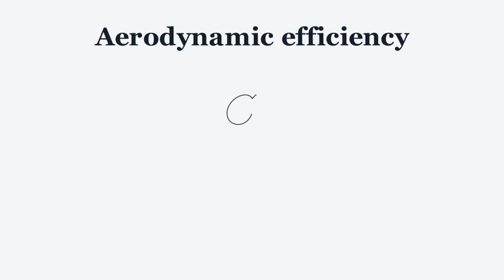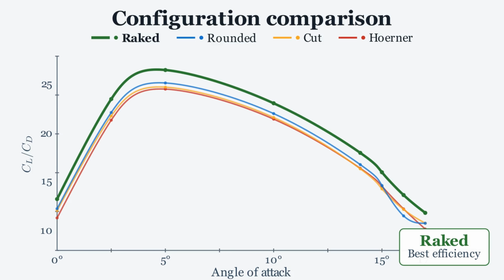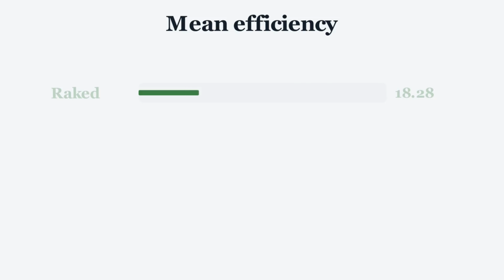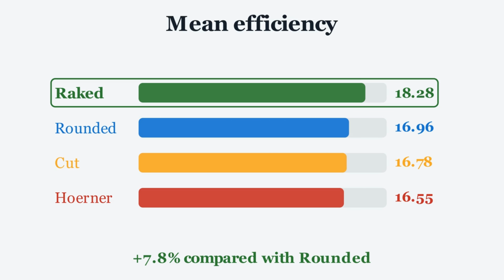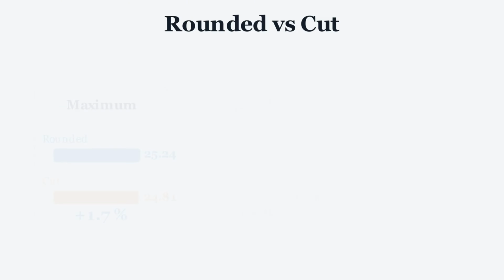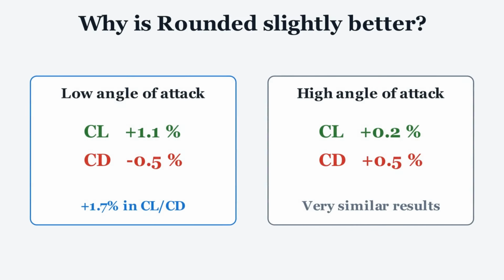The rounded tip outperforms the cut baseline in maximum lift-to-drag ratio, as well as in average lift-to-drag ratio at both low and high angles of attack. The reason is that the rounded configuration effectively weakens the wingtip vortex intensity, maintaining excellent drag characteristics, CD, while improving the lift coefficient, CL.